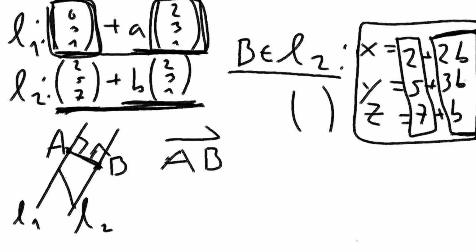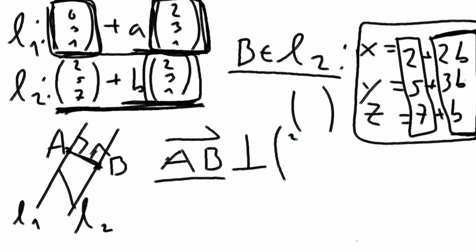So how do we continue now? Well, I want to construct some vector AB, and I want this vector AB to be perpendicular to the direction of both of these lines. But both of these lines have the same direction, namely this vector, the 2, 3, 1. So whatever this common vector for these two parallel lines is, I want it to be perpendicular to our AB here. So 2, 3, 1 is perpendicular to it.